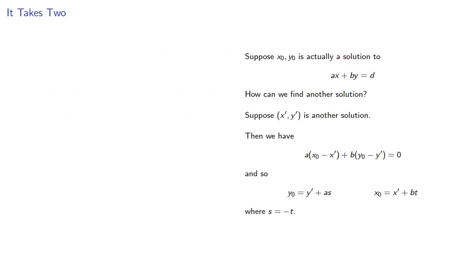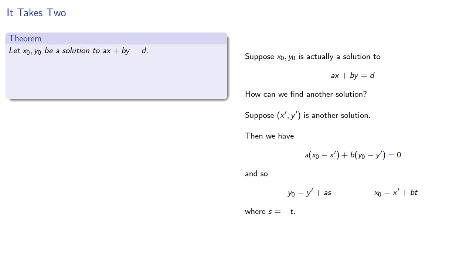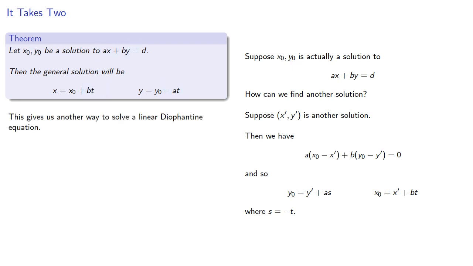And this gives us the following theorem. Suppose we have a solution to a linear Diophantine equation. Then a general solution will be, where you can view this as our solution x plus a b multiple of t and y minus an a multiple of t. And this gives us another way to solve linear Diophantine equations.